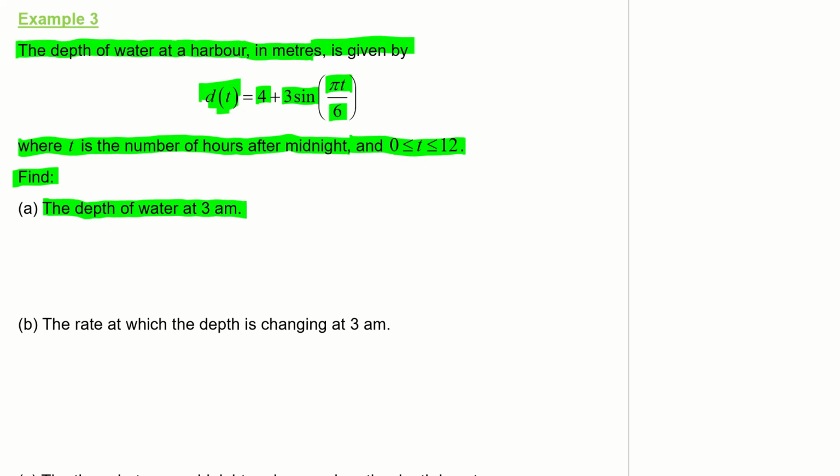Well, if we started at midnight, then this is t equals 3. So we're just doing d of 3, which is going to be 4 plus 3 sine 3 pi by 6, which we can make pi by 2. And sine of pi by 2 is 1. So this is just going to be 7 meters.